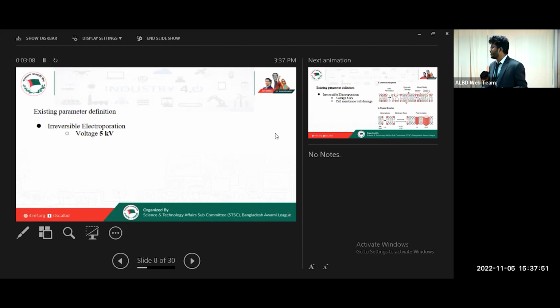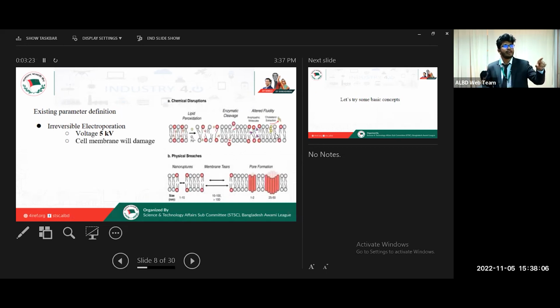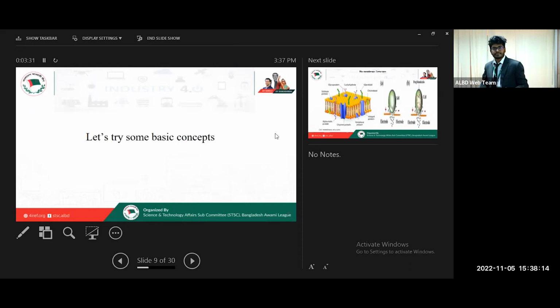Irreversible electroporation is a type of electroporation where the cell will die or be damaged, and it will not recover very soon. The voltage we applied was 5 kilovolts, and the cell membrane will be damaged. And if we make the time duration large, then the cell will be damaged properly or die.